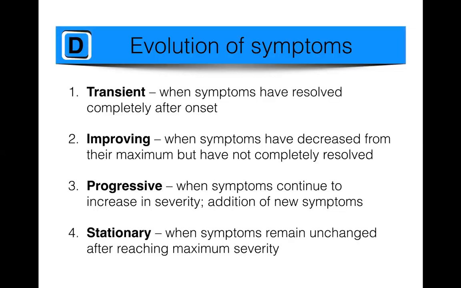So what about the evolution of symptoms? Symptoms are said to be transient when the symptoms eventually resolve after the onset, and they completely disappear. Symptoms are said to be improving when they resolve but do not completely resolve. So there's improvement, but they don't totally disappear. Symptoms are said to be progressive when the symptoms continue to increase in severity, or there could be addition of newer symptoms on top of the previous symptoms. And finally, symptoms are said to be stationary when they remain unchanged over time.